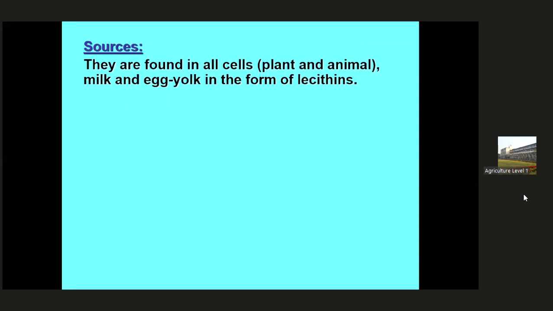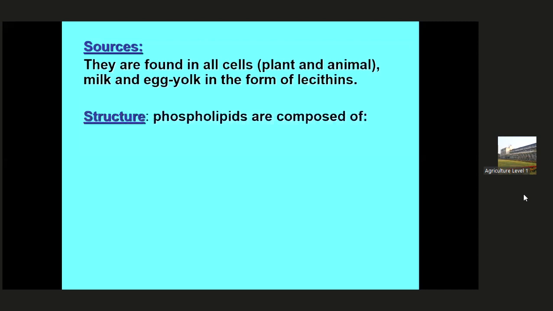Milk and yolk contain it in the form of lecithin. Lecithin is a form of the phospholipid. So this phospholipid is also present in the milk and egg yolk. If you take milk and egg, then you will get this phospholipid in the form of lecithin.